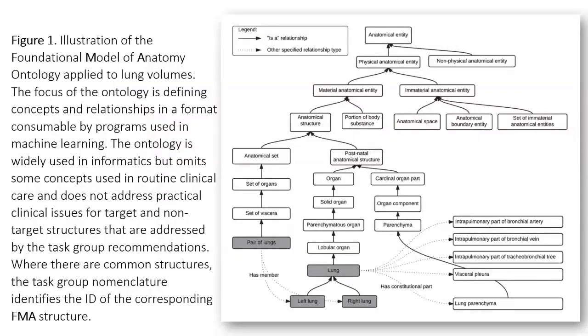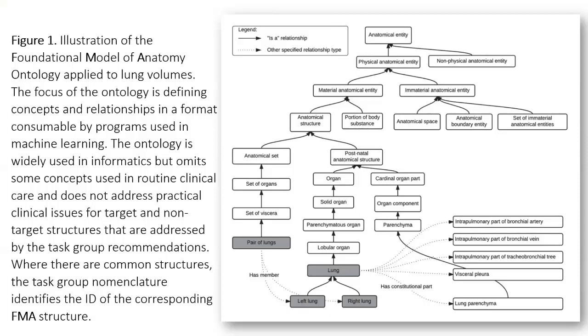So this is the illustration of the foundation model of the anatomy ontology, which is applied for lung volumes. The focus of the ontology is defining concepts and relationships in a format consumable by programs used in machine learning. The ontology is widely used in informatics, but omits some concepts used in routine clinical care and does not address practical clinical issues for target and non-target structures that are addressed by the task group recommendations. Where there are common structures, the task group nomenclature identifies the ID for the corresponding FMA structure.